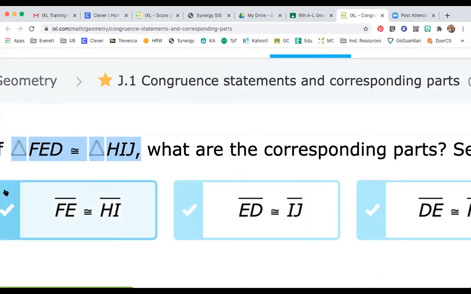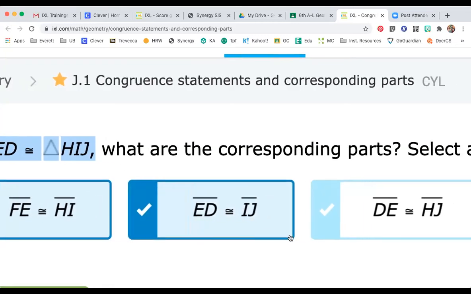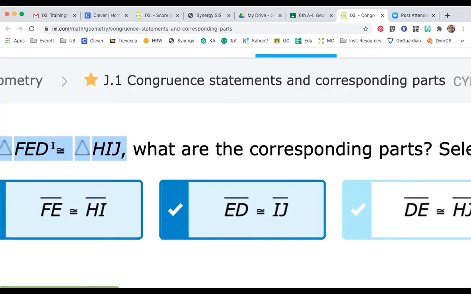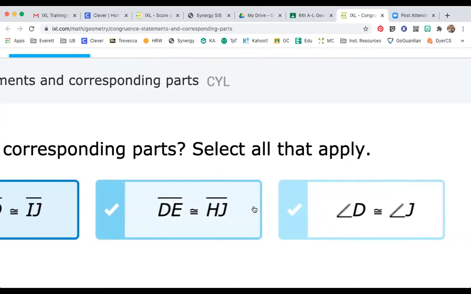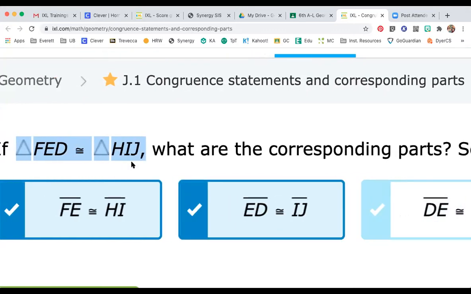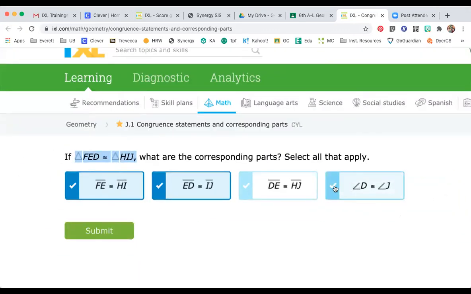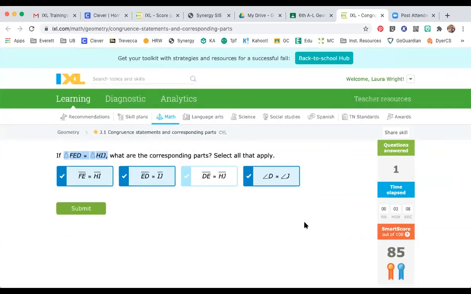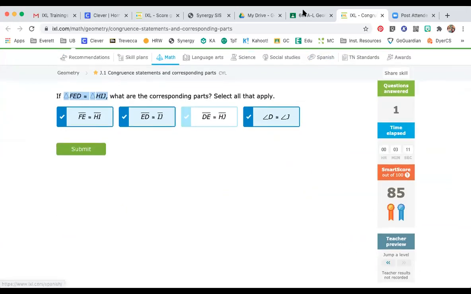FE should go with HI. Yep, there we go, first and second. ED, that's second and third. IJ, second and third. Yeah, there we go. DE and HJ, well, that's 3, then 2, and then this starts with 1. So nope, that's not going to work. The last one is D and J. Let's see if they're in the same spot. Number 3, and they are. Okay, so that's all you do. You don't necessarily need the figure anyhow, and that's your last level.